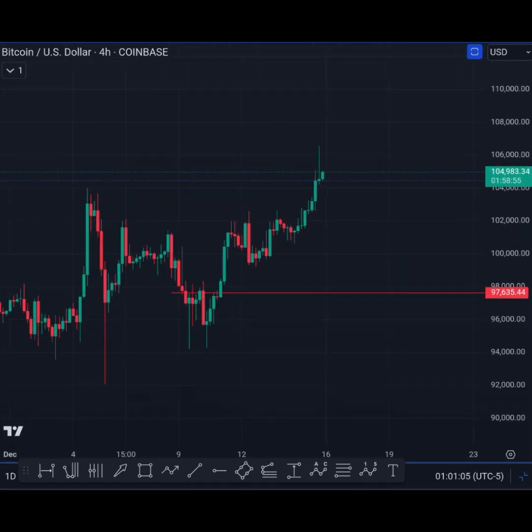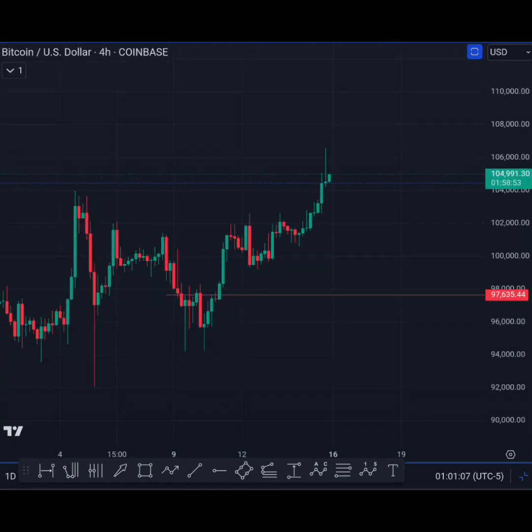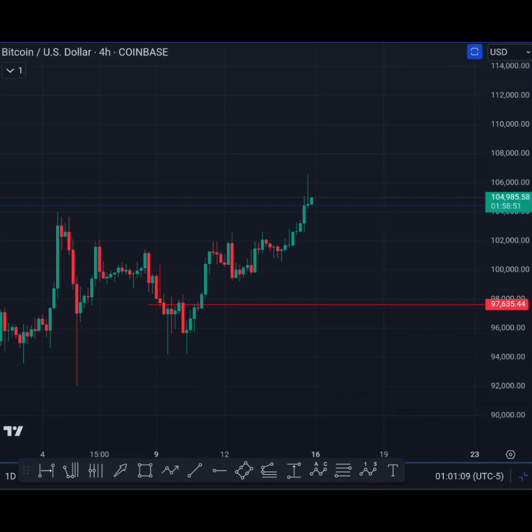Watch the 107.500 area, 109, and then 112. 112 would suggest bullish continuation should be happening up to 120, in my opinion.